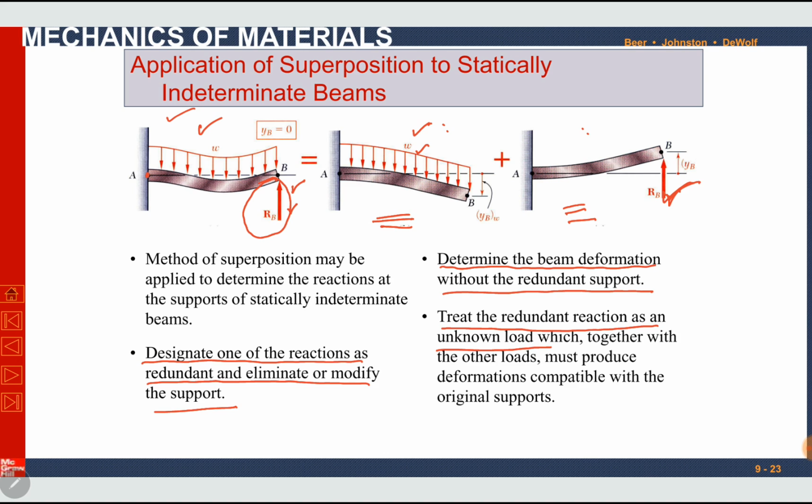One thing to note here is, at point B there is a reaction, so total deformation YB is 0. So in loading 1 we can find YB1. Similarly under loading 2 we can find YB2. So YB1 plus YB2 is equal to total YB, which is equal to 0.